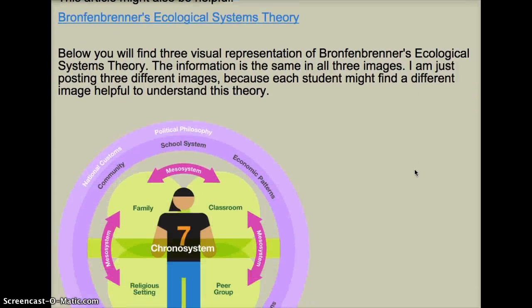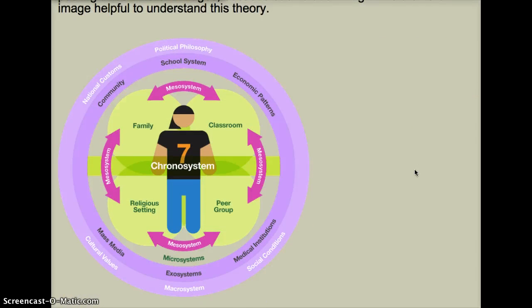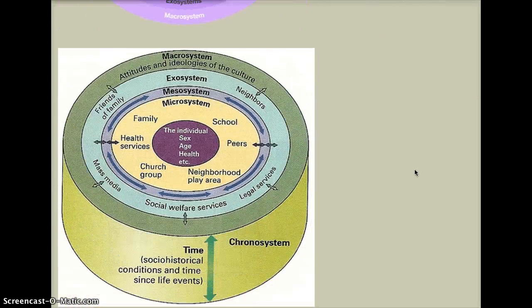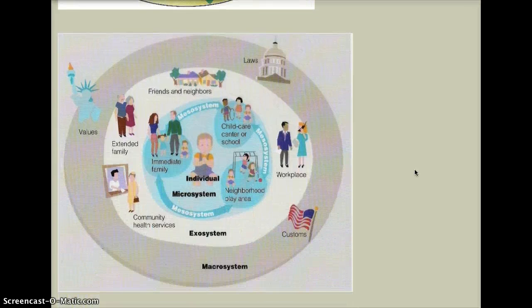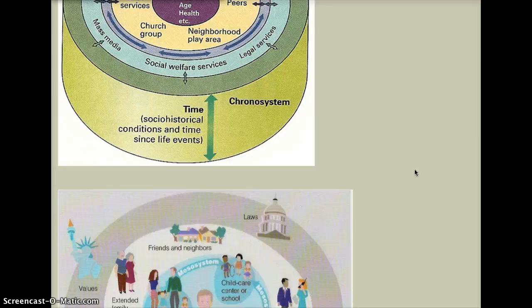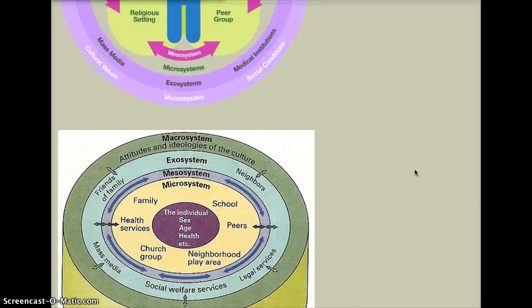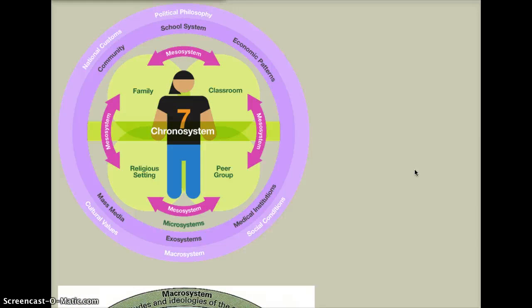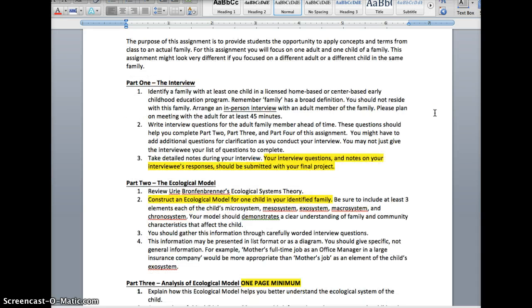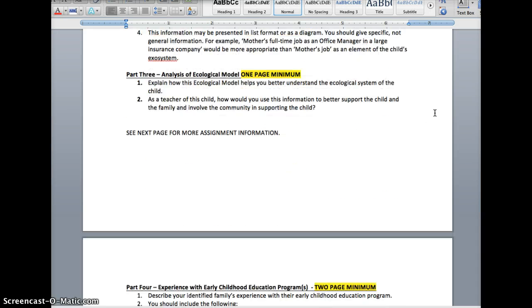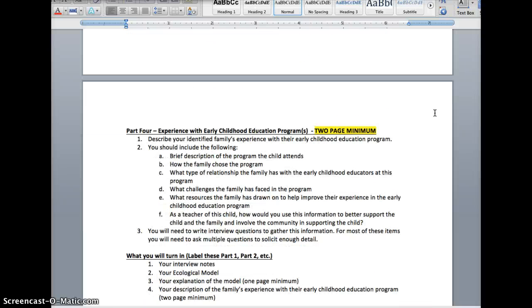If you scroll down further in the lesson, you will see 3 different visual representations of Bronfenbrenner's theory. It's the same information in each one, just presented differently in a different visual image. The reason I posted all 3 is so that you can use whichever one makes the most sense to you. When you're looking at the assignment, you will see there are 4 parts to this assignment.